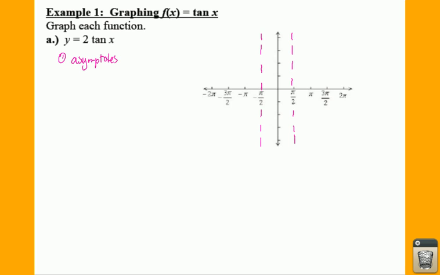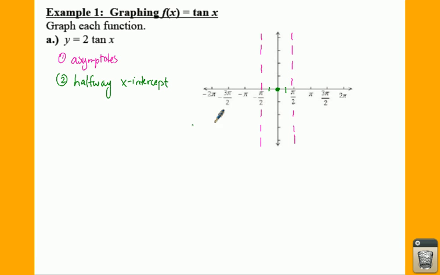Second step, we want to draw in your halfway point. Halfway x-intercept. So halfway in between here would be at 0. There's that pretty little value. And then what we want to do is choose a point halfway in between each of these.